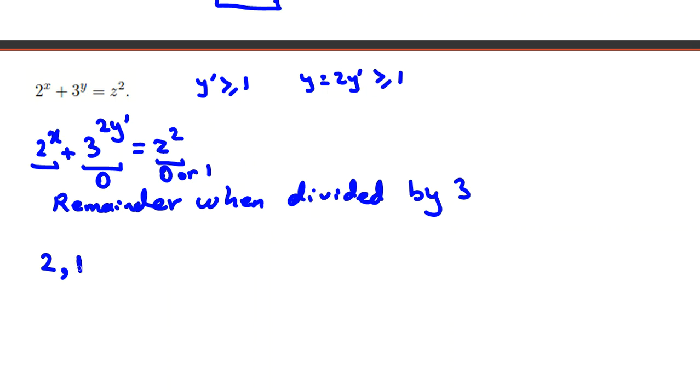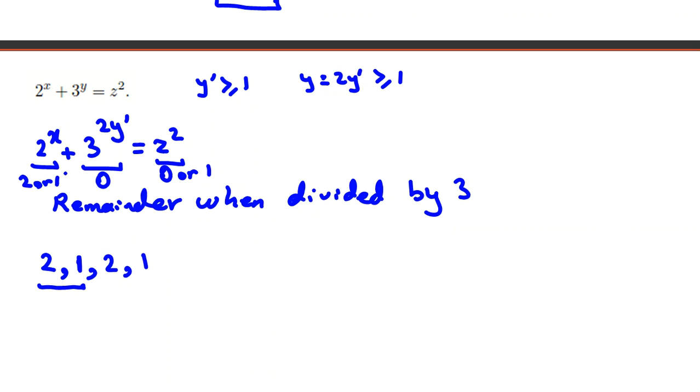4 is 1 remainder when divided by 3. The next one, 8, will be 2. The next one, 1, you can multiply. The period is 2, so it can be 2 or 1. Now we understand what? 2 plus 0 is 2. We don't have 2 here.